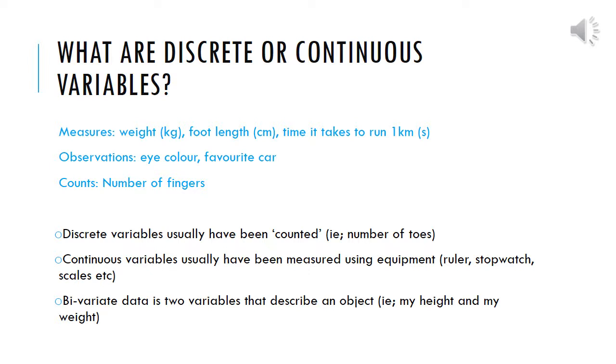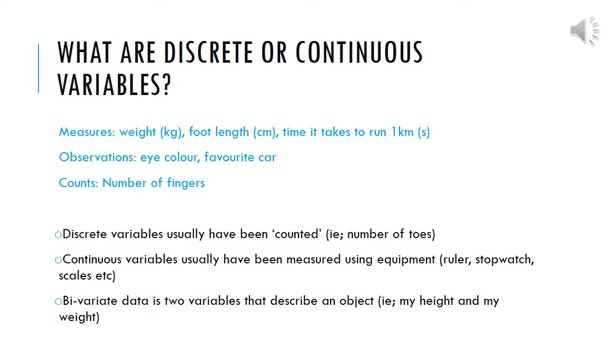So for example, you'd count the number of fingers. You wouldn't measure the number of fingers using a ruler. Also, usually discrete data can't be chopped in half, so you'd never have 2.5 fingers. Well, you'd hope you don't have 2.5 fingers. So in those variables above, which variables are discrete, which are continuous?